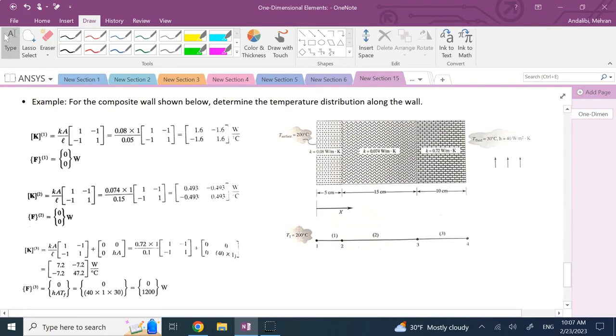So here I have a composite wall, and it's made of 3 layers, and these layers have their own Ks and their own thicknesses. One side is at a constant surface temperature of 200 Celsius. The other side is exposed to convection with H of 40 and T of fluid of 30 Celsius. And here we're going to use 3 elements, each element for one of these walls. Why do we use one element in each wall? Because everything along the wall is constant. So this is like the simplest thing you can do.